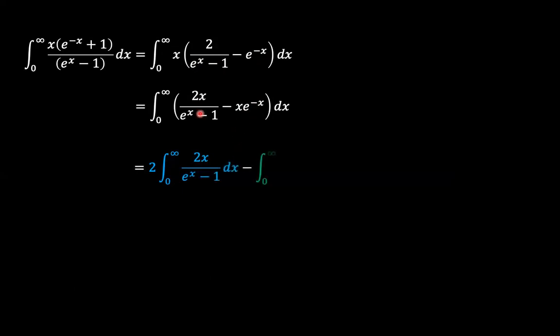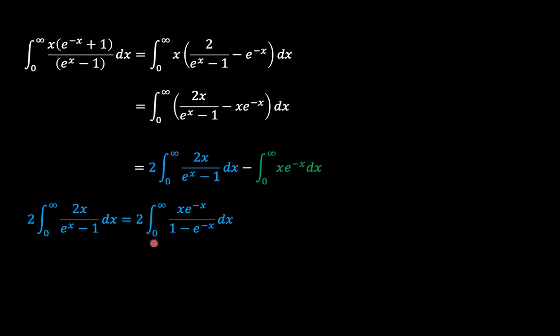So we can now separate this into two different integrals. We have the blue integral and then we have the green integral. If we focus on the blue integral first, it is 2 times the integral of x over e to the power x minus 1 from 0 to infinity. If we divide by e to the power x across, this is the same as 2 times the integral of x times e to the power negative x over 1 minus e to the power negative x.